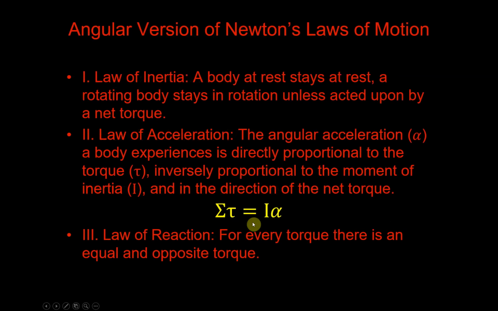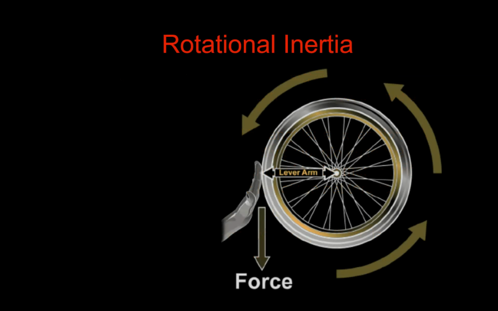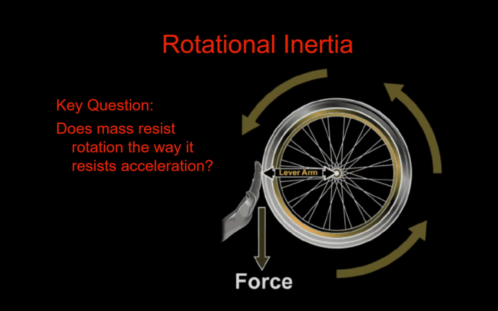And it's equal to the inertia times the angular acceleration. Torque is equal to I alpha. We're going to see a new definition of torque later on, so bear this in mind. So our rotational inertia gives us the lever arm moment, some distance multiplied by a force. And that means we can say, well, does mass resist rotation the same way it resists acceleration? And the answer is kind of, yeah.